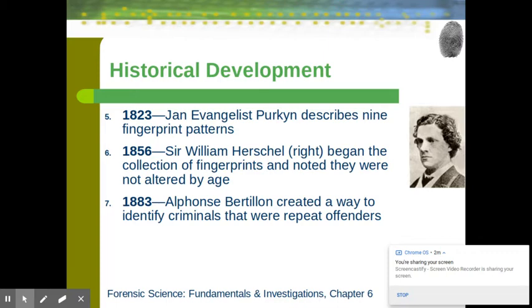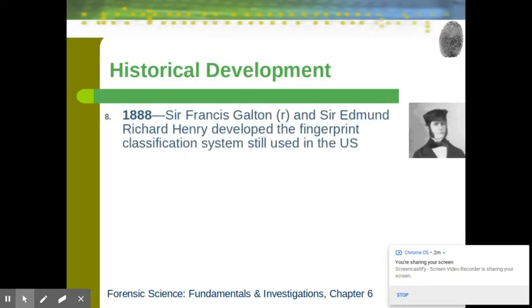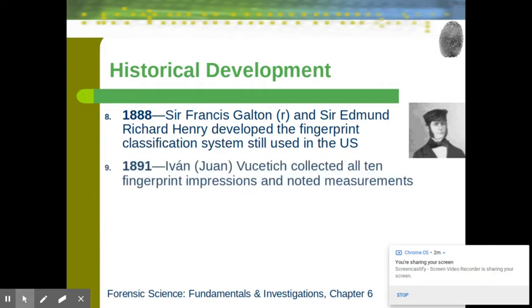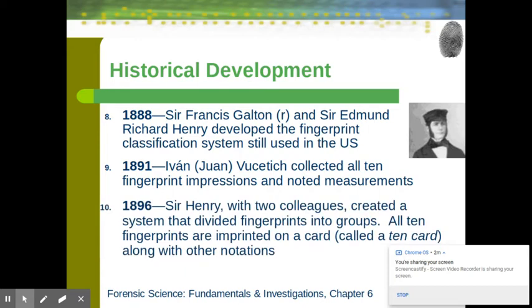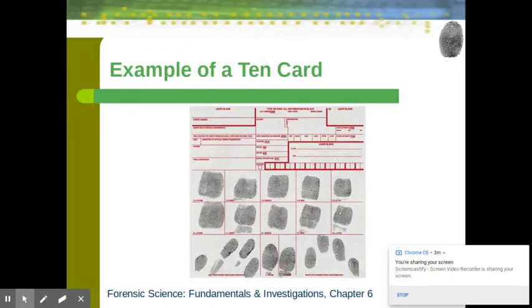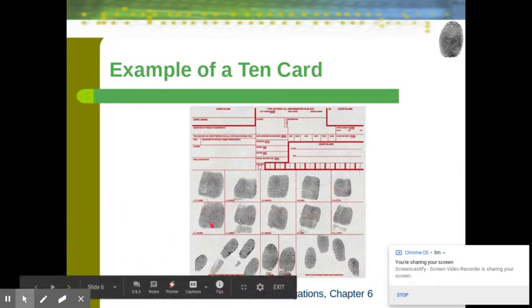We get ways of identifying criminals. In 1883, we start actually applying these to repeat offenders. Now, in 1888, we get a new classification system adopted in the US, and we see the 10 fingerprint impressions for people. Here's an example of the 10 card. So you've got your 10 fingers on there, as well as a whole hand pressed down here.